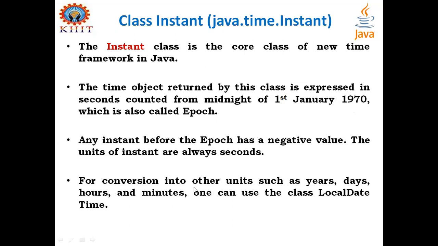For conversion into other units, such as minutes, hours, days, months, and years, one can use the class called LocalDateTime. Generally, the timing value you access from the system as an instant shows time in seconds only. Suppose you want to convert it into minutes, hours, days, months, or years, then you should use this LocalDateTime class.